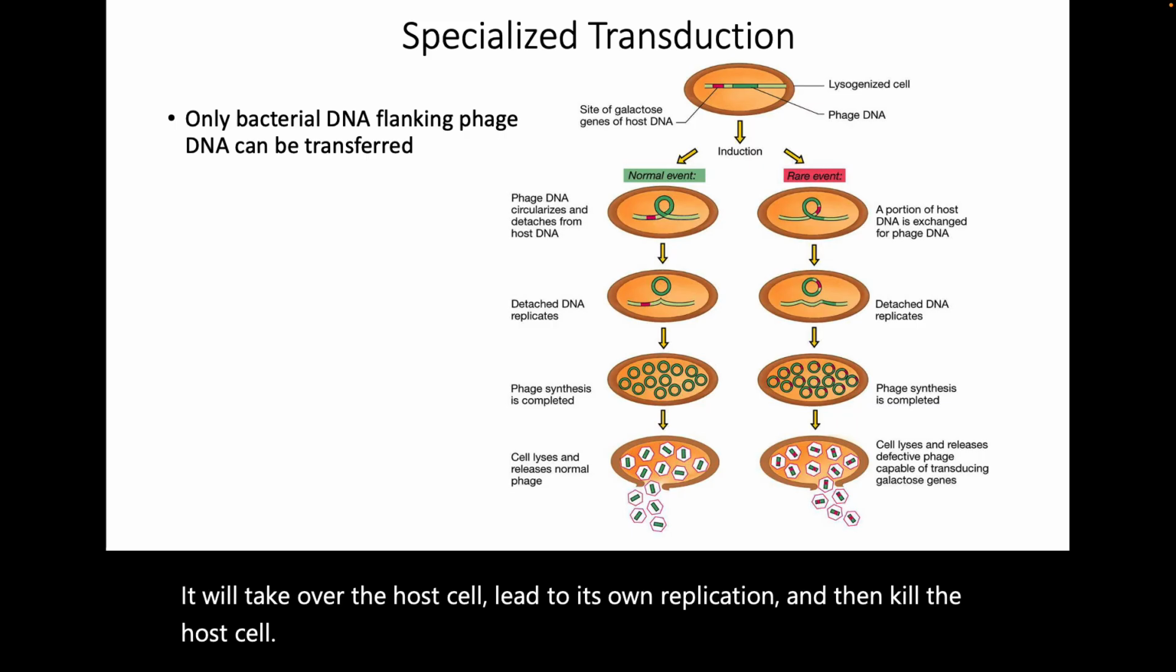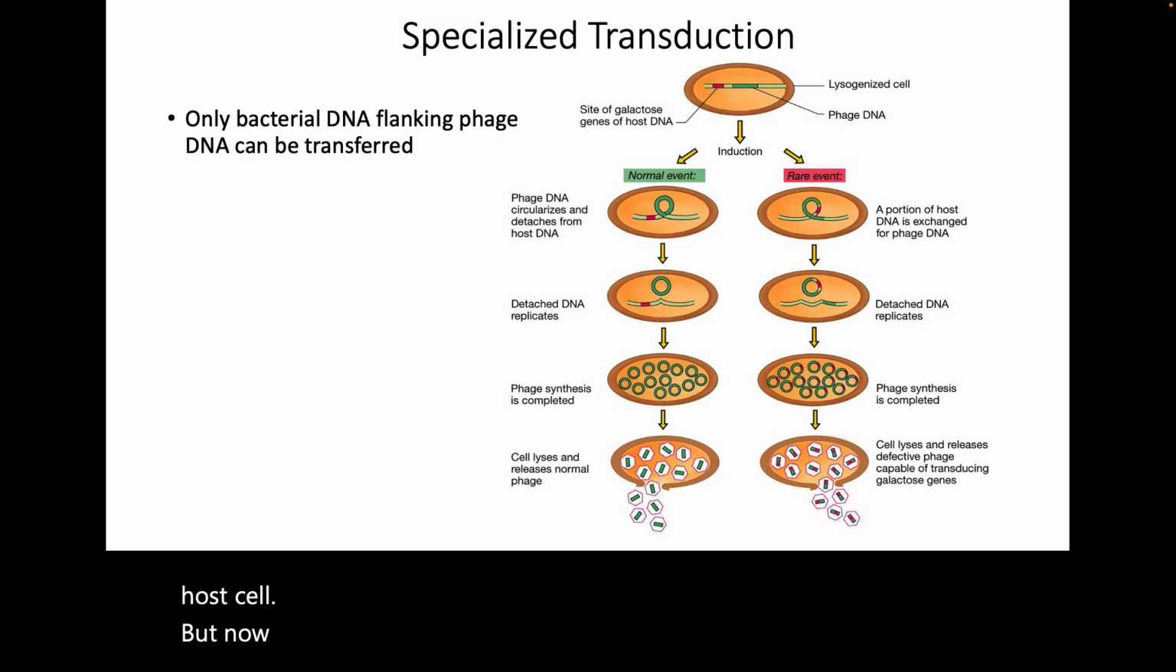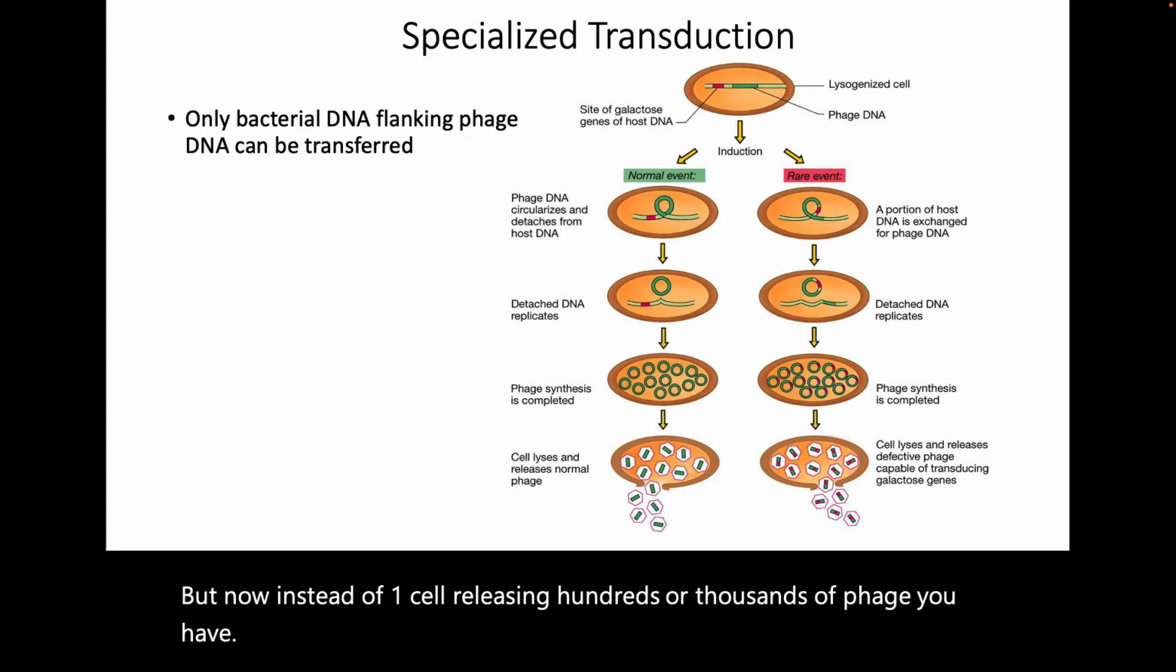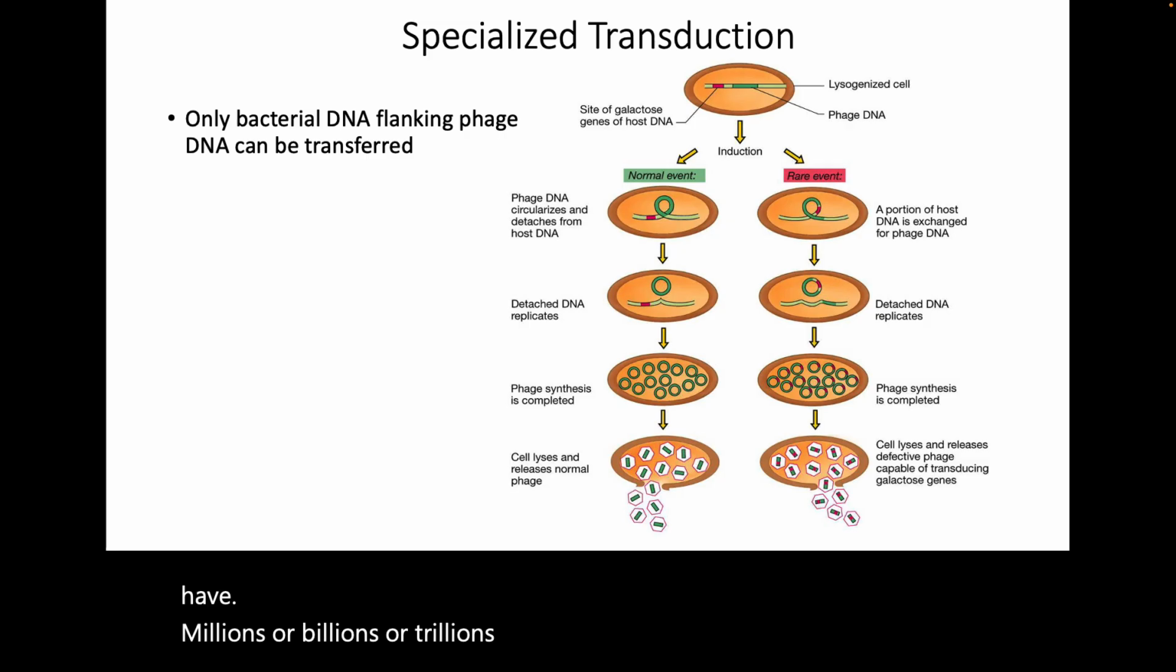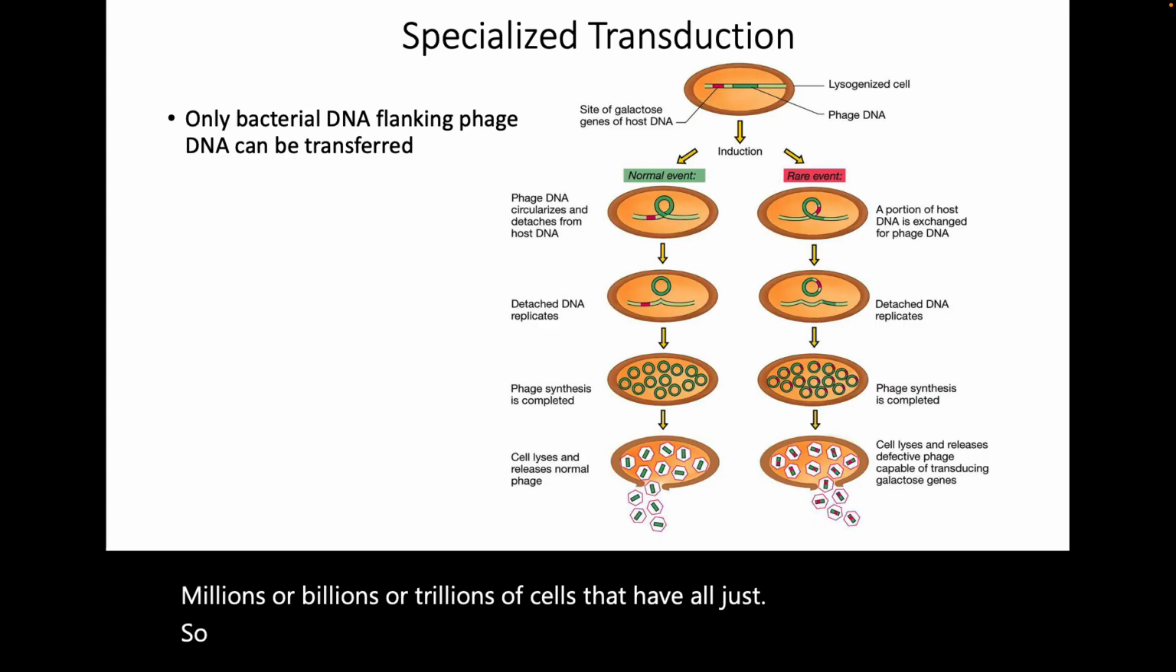But now, instead of one cell releasing hundreds or thousands of phage, you have millions or billions or trillions of cells that have all just burst. So the lysogenic cycle is just a different type of replication strategy.